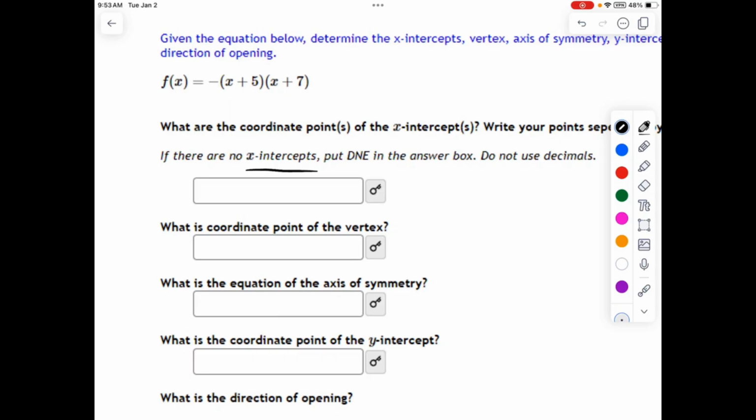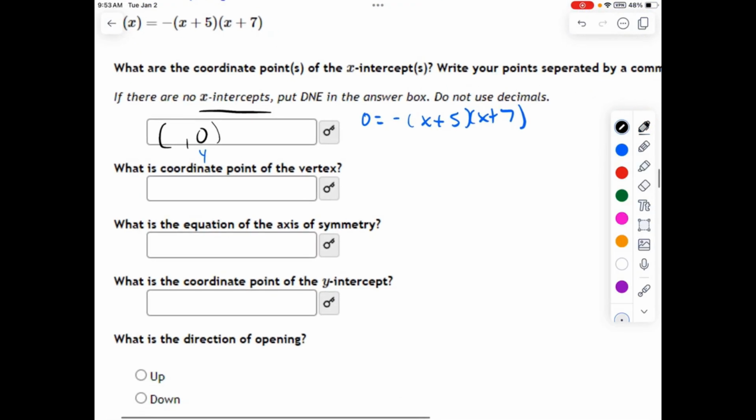Those are the solutions to x, meaning if you set your y to 0, because every x-intercept is written as (x, 0), so y is 0. Here's your y, that's f of x, so we have 0 equals negative (x plus 5)(x plus 7). Now, everywhere you see an x, set that factor to 0: x plus 5 equals 0, x plus 7 equals 0.